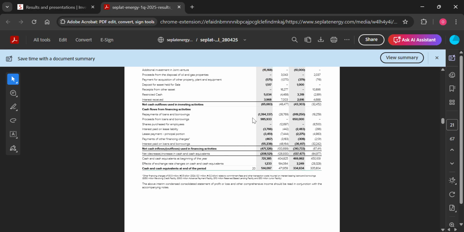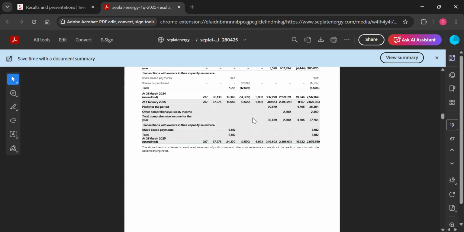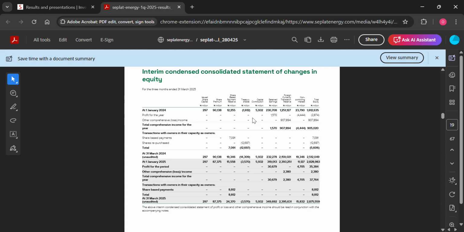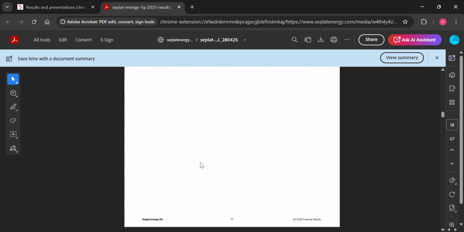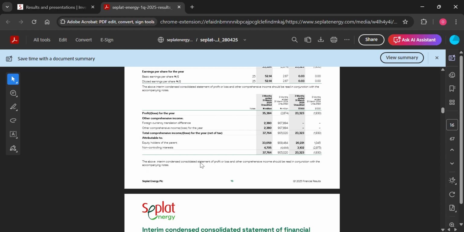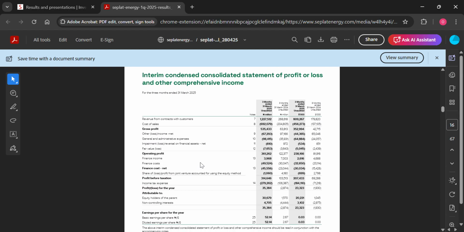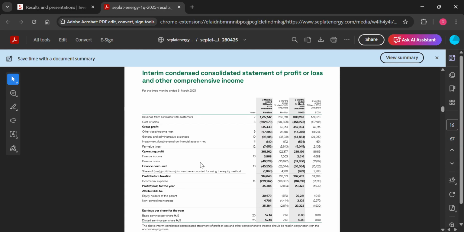Then one more thing is the statement of changes in equity, how the equity for that period has changed. So this is where you have them here. Now let's go fully into the analysis of these statements. Let's use the statement of profit or loss as an example.